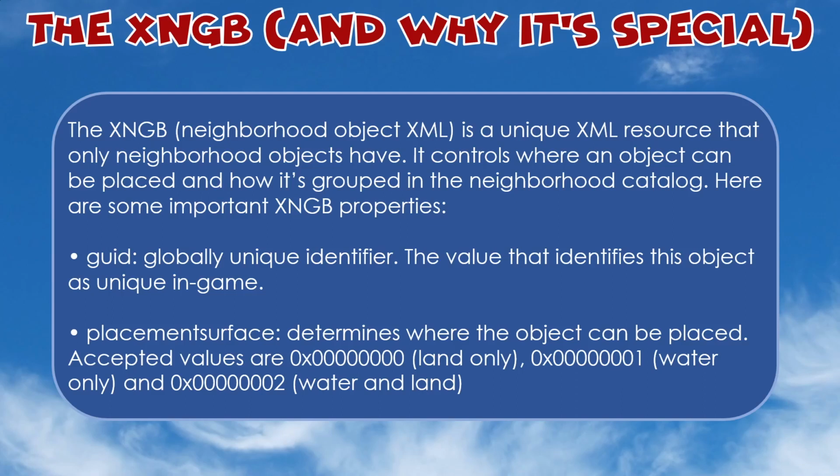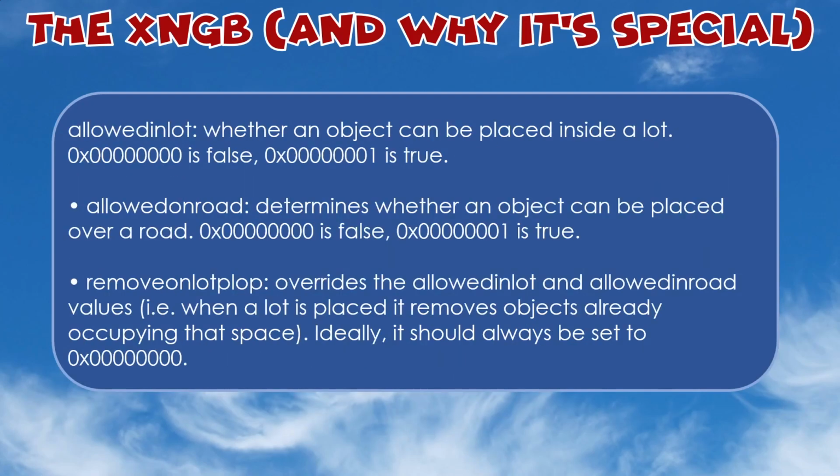Placement surface. This determines where the object can be placed. Accepted values are 0, land only, 1, water only, and 2, water and land. Allowed in lot. This determines whether an object can be placed inside a lot. 0 is false, 1 is true. Allowed on road. Same deal. It determines if an object can be placed on a road. 0 is false, 1 is true. This would be handy for like a bridge, like an overpass that's going over a road.